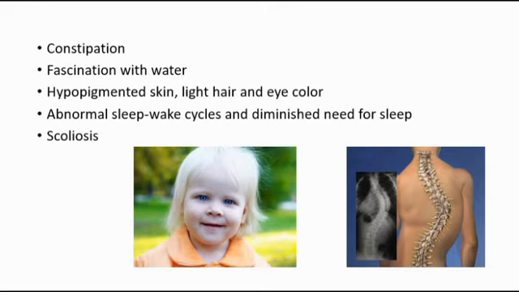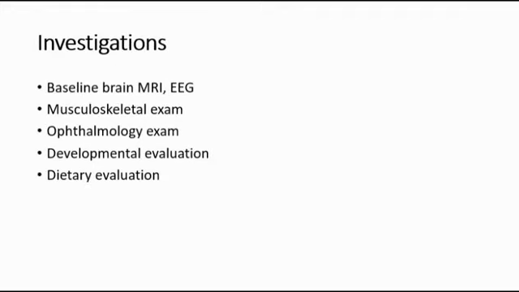For investigations, we can do baseline brain MRI or EEG if there is seizure to rule out focal neurological deficits. We can do a musculoskeletal exam to look for scoliosis, gait impairment, and muscular hypotonia. If there are these features, we should refer the individual to the orthopedic team. We do an ophthalmology exam to assess for strabismus, visual acuity, and if there is any evidence of ocular albinism.